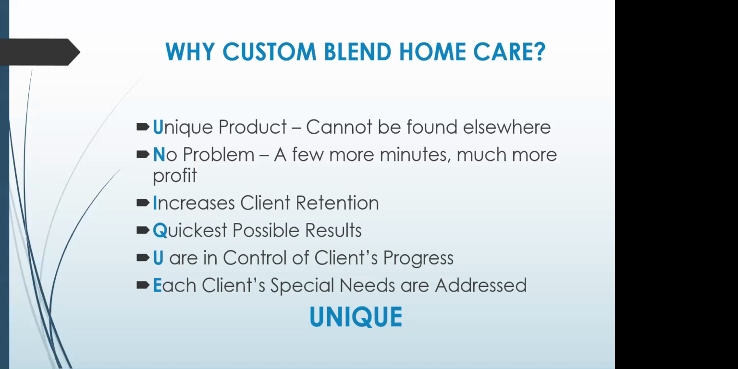Q is the quickest possible results. Because you customized and custom blended that home care, they're going to get results that much quicker than if they just use the product as it is. Even though the product as is is amazing, by custom blending it and boosting those actives up to 50% is just going to increase those results. You are in control of your client's progress. And E, each client's special needs are addressed. And that's why we custom blend our products.